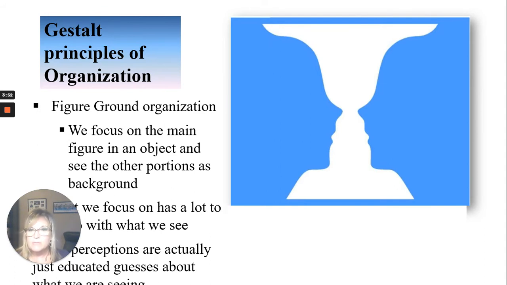And actually perceptions are really just educated guesses about what we're seeing. Think about it.